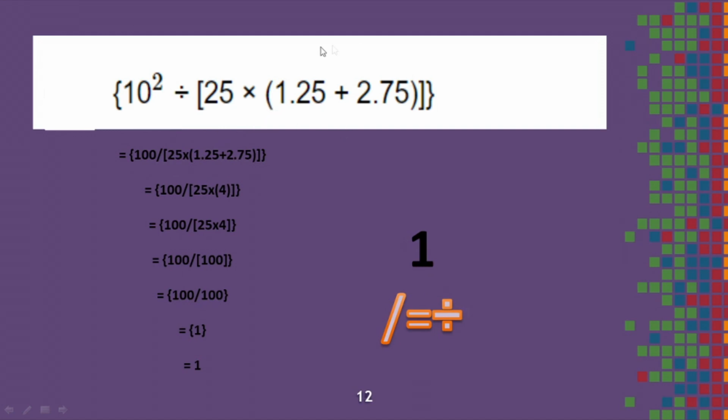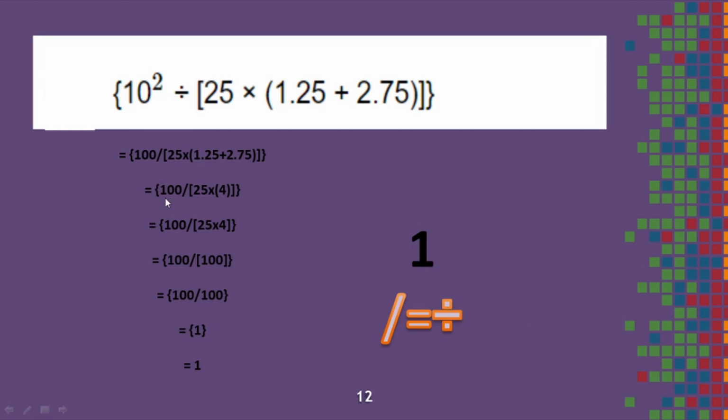We have to know how to add decimals. Adding the decimal, okay, we put the same equation, and then adding decimals gives me 4, as we have here. Then 25 times 4, now it's a new parenthesis. 25 times 4 gives us 100. Then we have in the last parenthesis 100 divided by 100, which gives us 1. So the answer is 1.